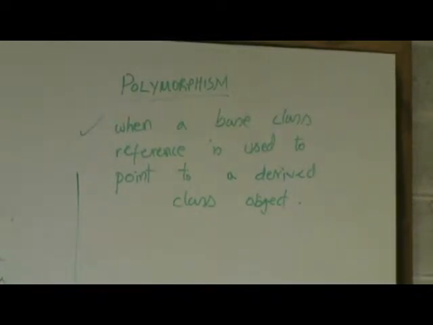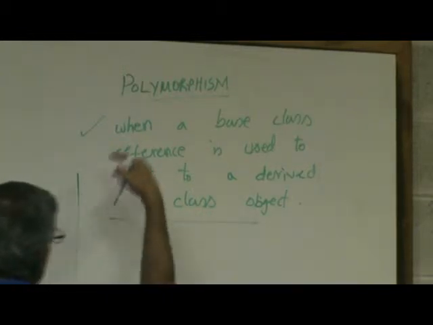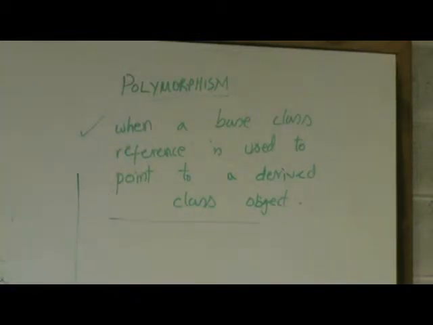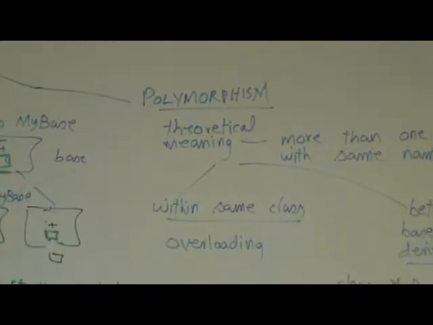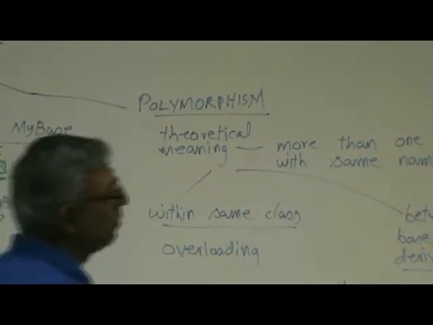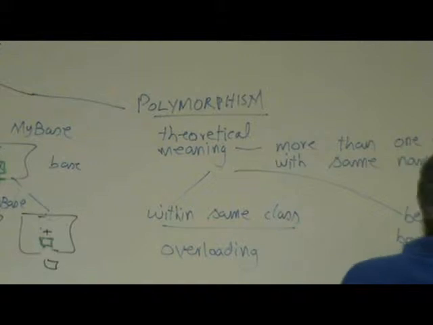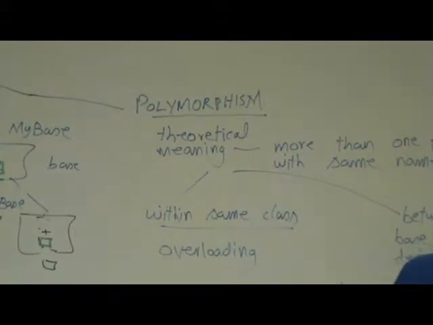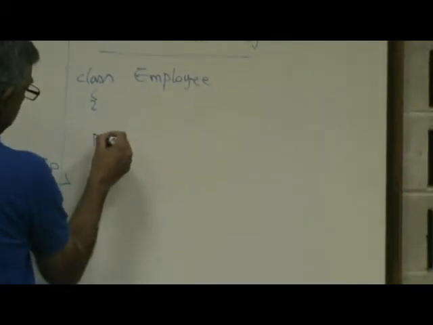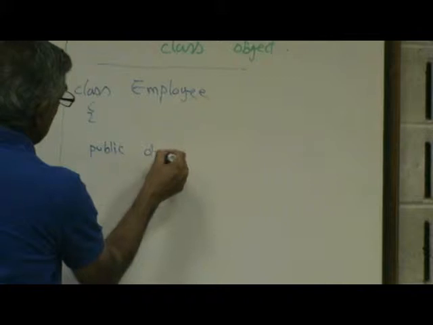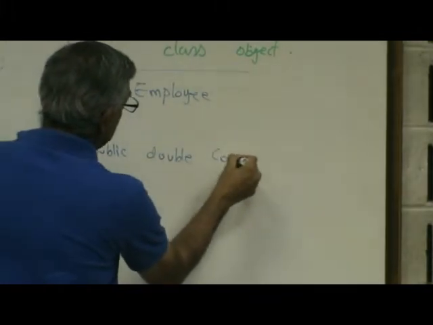So let me give you a slightly different example because in my opinion, the rest of whatever we discussed was pretty straightforward. This is where, if you're new to programming, you start to become a little bit confused. Okay, so let me give you one more example. Let's say you have a class called employee, and suppose you have a function over here, public double compute pay.